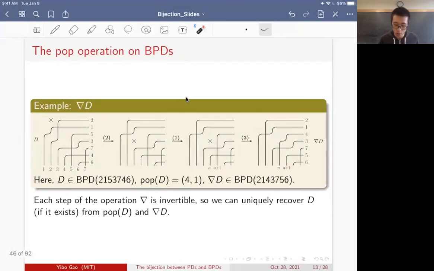Okay. So we remark that each step of this operation is invertible, which means that we can uniquely recover the bumpless pipe dream D from the smaller bumpless pipe dream nabla D and the pop value. So again, this procedure starts with a bumpless pipe dream D, and then it gives you a smaller bumpless pipe dream nabla D, and it spits out a pair of values A and R. You can also do it the other way. So it is possible that it doesn't exist, but if it exists, then it can be uniquely recovered.